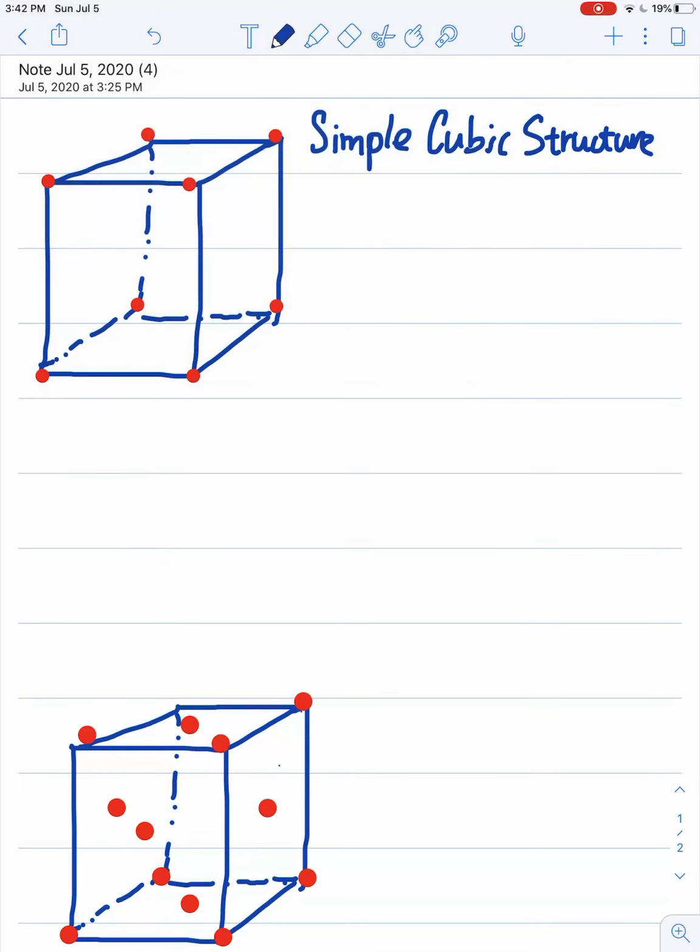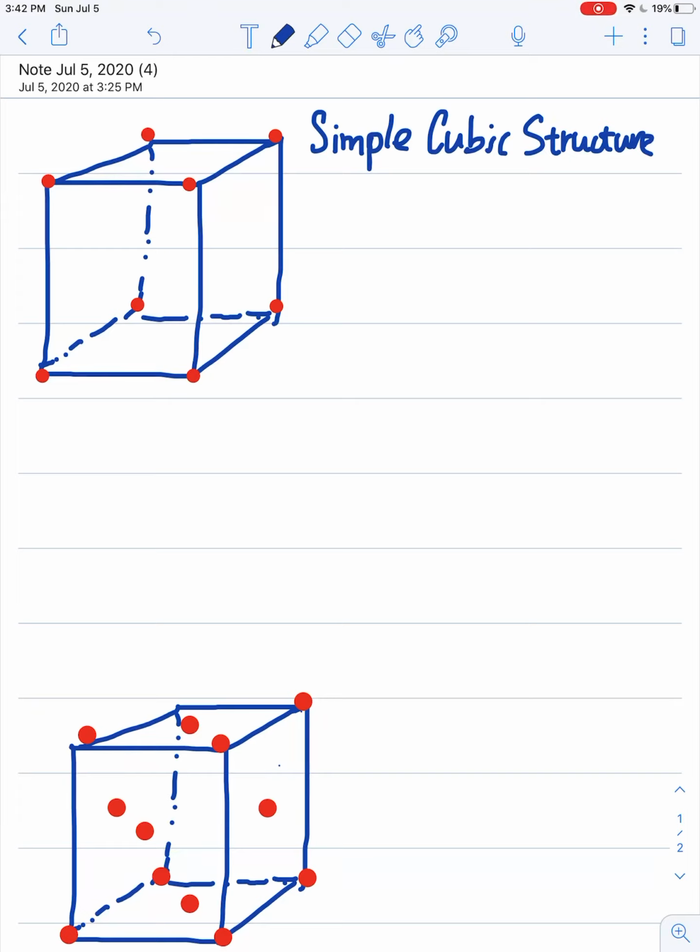Okay, in this video, we're going to look at how to calculate APF for a simple cubic structure. We didn't mention simple cubic structure before because we don't have any metals that have this type of cubic structure. But it is the most simple cubic based crystal structure, so it will be interesting to look at what the APF is for a simple cubic structure.